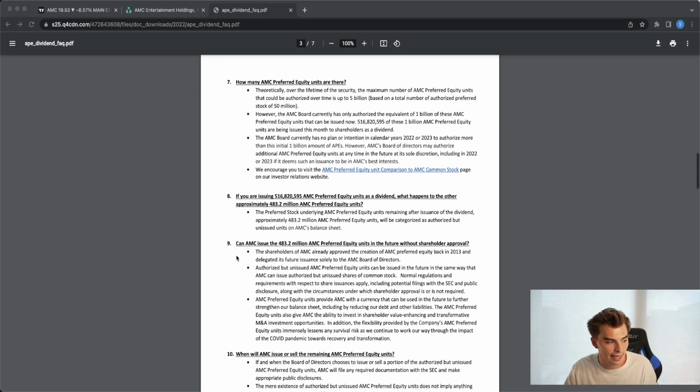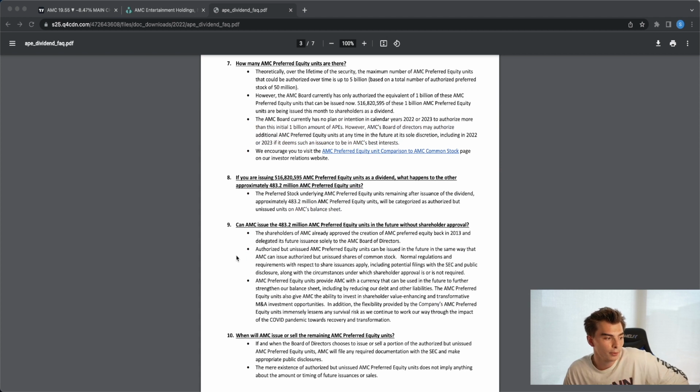Now, the other thing that we need to think about here is: can AMC issue the 483.2 million AMC preferred equity units in the future without shareholder approval? The shareholders of AMC have already approved the creation of AMC preferred equity back in 2013 and delegated its future issuance solely to the AMC board of directors. Authorized but unissued AMC preferred equity units can be issued in the future in the same way that AMC can issue authorized but unissued shares of common stock. So that is mainly what this is used for.